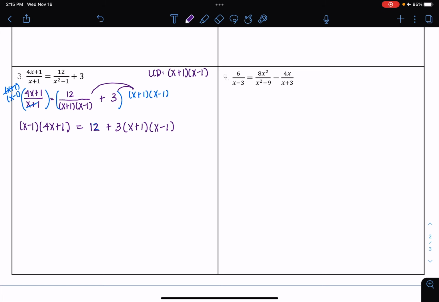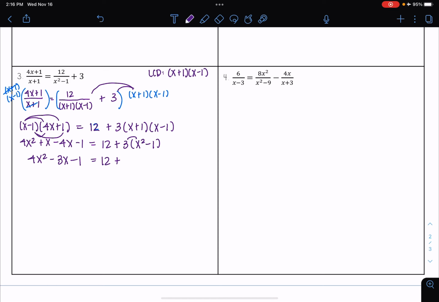And now I need to go ahead and solve this equation. So multiplying on the left-hand side, I have x times 4x to get 4x squared, x times 1 to get x, negative 1 times 4x to get negative 4x, negative 1 times 1 to get negative 1, is equal to 12 plus, here I'm going to go ahead and simplify those parentheses. I know that it equals x squared minus 1, so it's going to be 3 times x squared minus 1. Simplifying on the left-hand side, I have 4x squared minus 3x minus 1 is equal to 12 plus 3x squared minus 3.